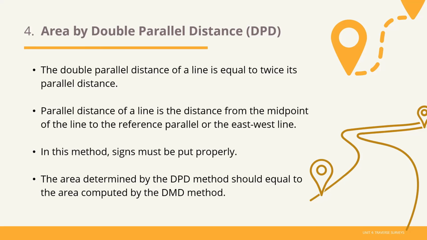And it is for this reason that the DPD method is often used as a check on area computations when the adjusted latitudes and departures are known or can be determined. So it is said that the area determined by the DPD method should be equal to the area computed by the DMD method.